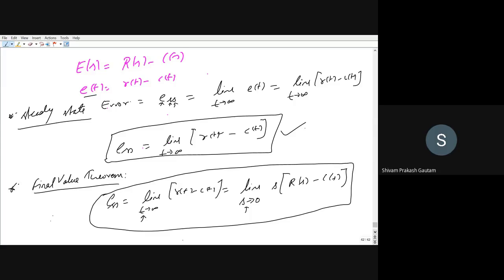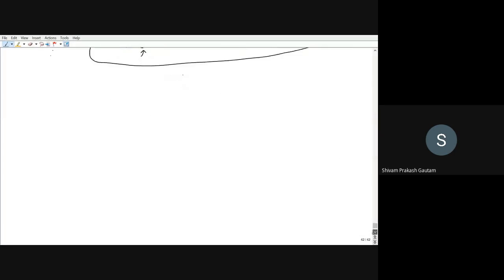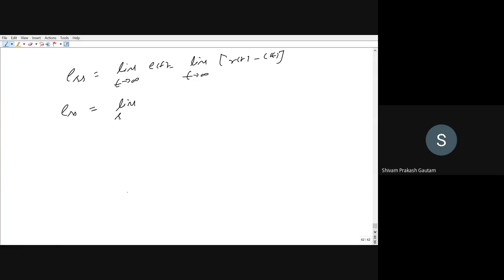Yes, sir. Okay. So again, if you want to calculate steady state error in time domain, you can calculate it by putting limit t tends to infinity e(t), which is equal to limit t tends to infinity r(t) minus c(t). If you want to calculate in frequency domain, limit s tends to 0 of s E(s), which is equal to limit s tends to 0 of s times R(s) minus C(s). So this is very important.